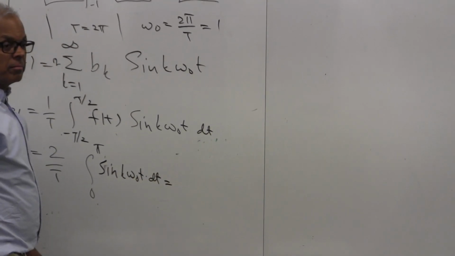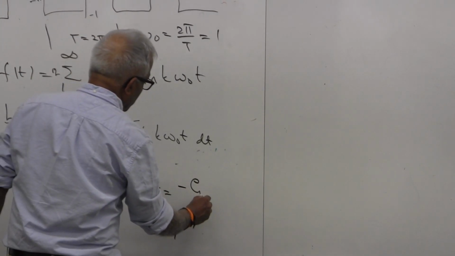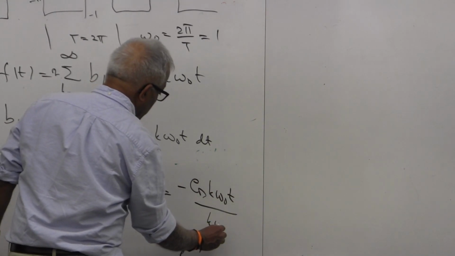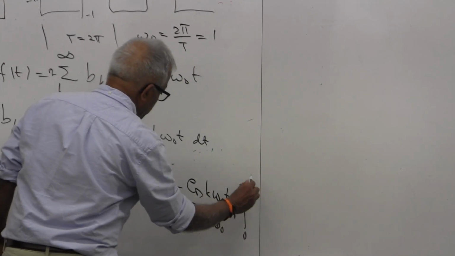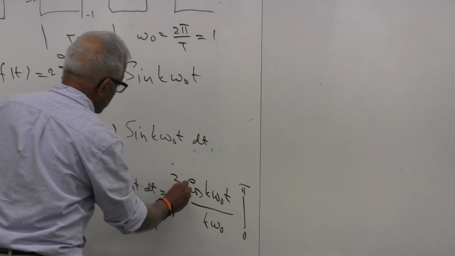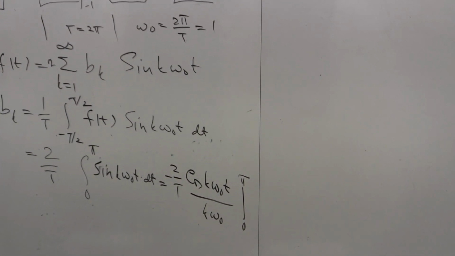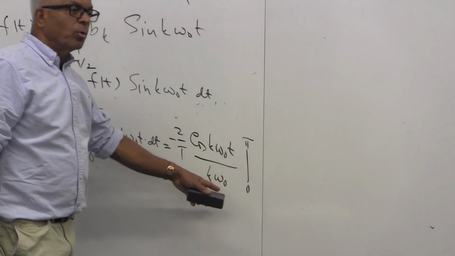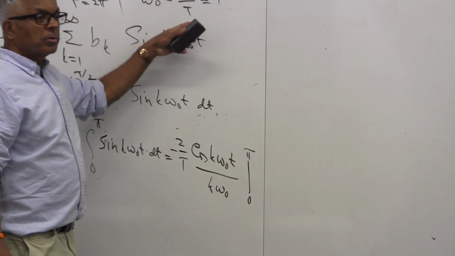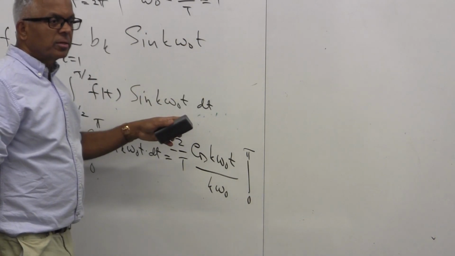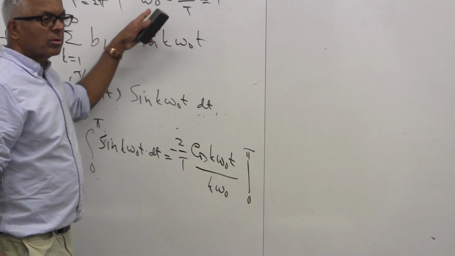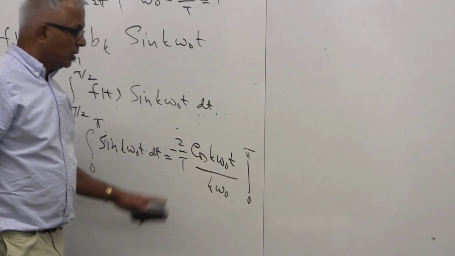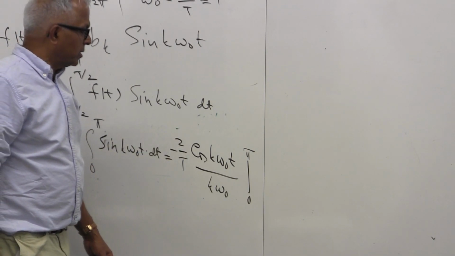So what's the integral of sine? Negative cosine k omega naught t over k omega naught, there is a constant also, from 0 to pi. The constant is 2 over T with a minus sign. T omega naught is T multiplied by omega naught. What do you get? T multiplied by omega naught is 2 pi. I can replace it by 2 pi. 2 cancels, so you get 1 over pi, right?